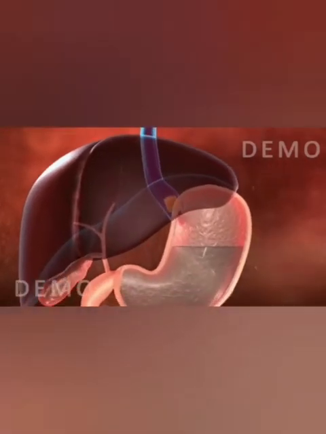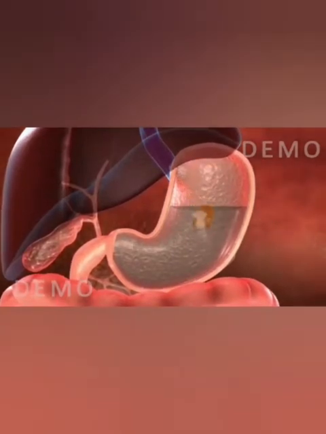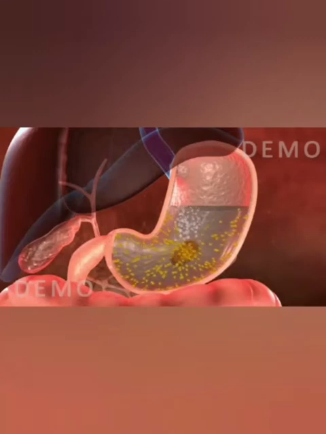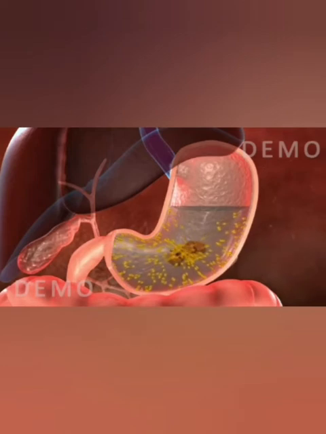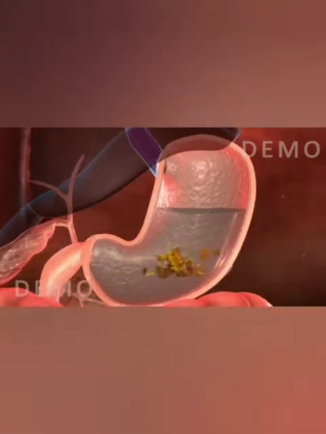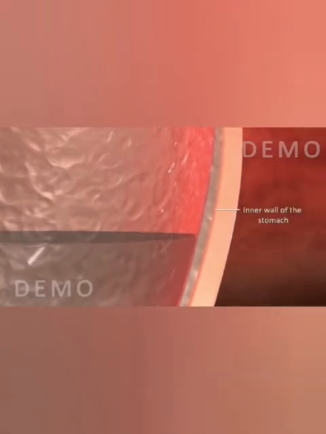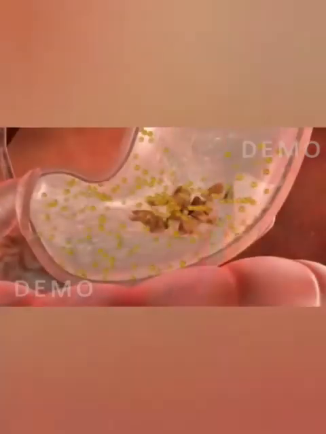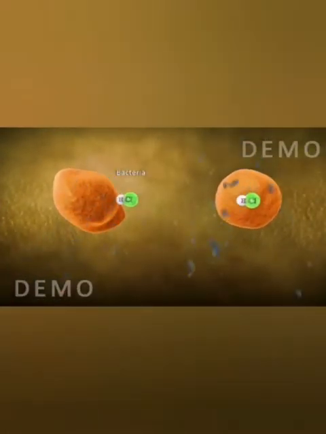Now, the food enters into the stomach. The stomach is a flattened U-shaped structure and it secretes mucus, hydrochloric acid and digestive juices. These act on the food and chemical digestion of food takes place. The mucous membrane protects the inner wall of the stomach from the effects of acid. Now, HCl, hydrochloric acid, kills the bacteria that enter along with the food.